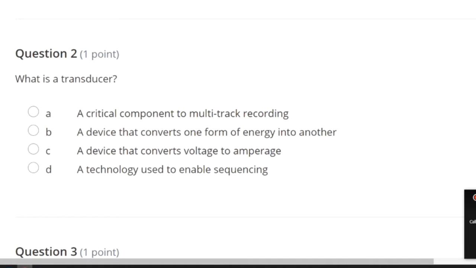Question 2. What is a transducer? Is it A, a critical component to multi-track recording? B, a device that converts one form of energy into another? C, a device that converts voltage to amperage? Or D, a technology used to enable sequencing? A transducer is a device that converts one form of energy into another. For example, the microphone I'm speaking into right now is a transducer. It's converting the mechanical physical sound energy into electric energy.